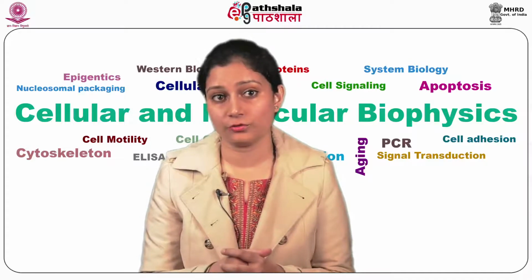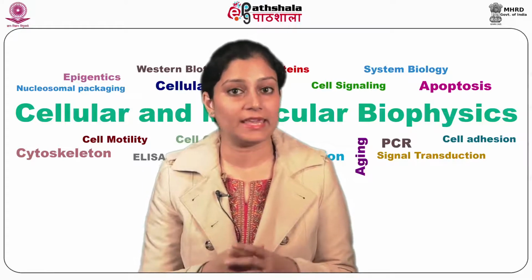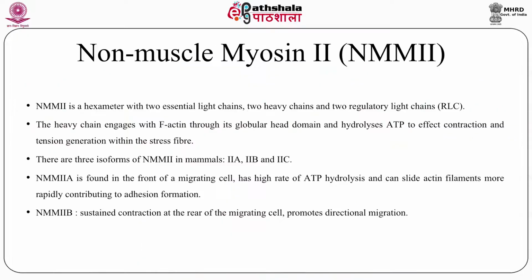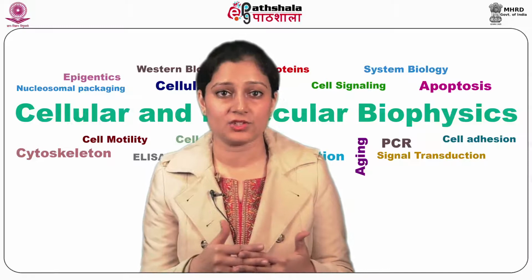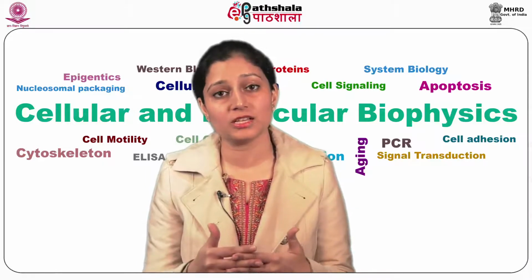There are three isoforms of non-muscle myosin II in mammals, 2A, 2B and 2C. The 2A isoform is found in the front of a migrating cell that has high rate of ATP hydrolysis and can slide actin filaments more rapidly, contributing to adhesion formation. The 2B isoform is useful for sustained contraction at the rear of the migrating cell and promotes directional migration of the cell.